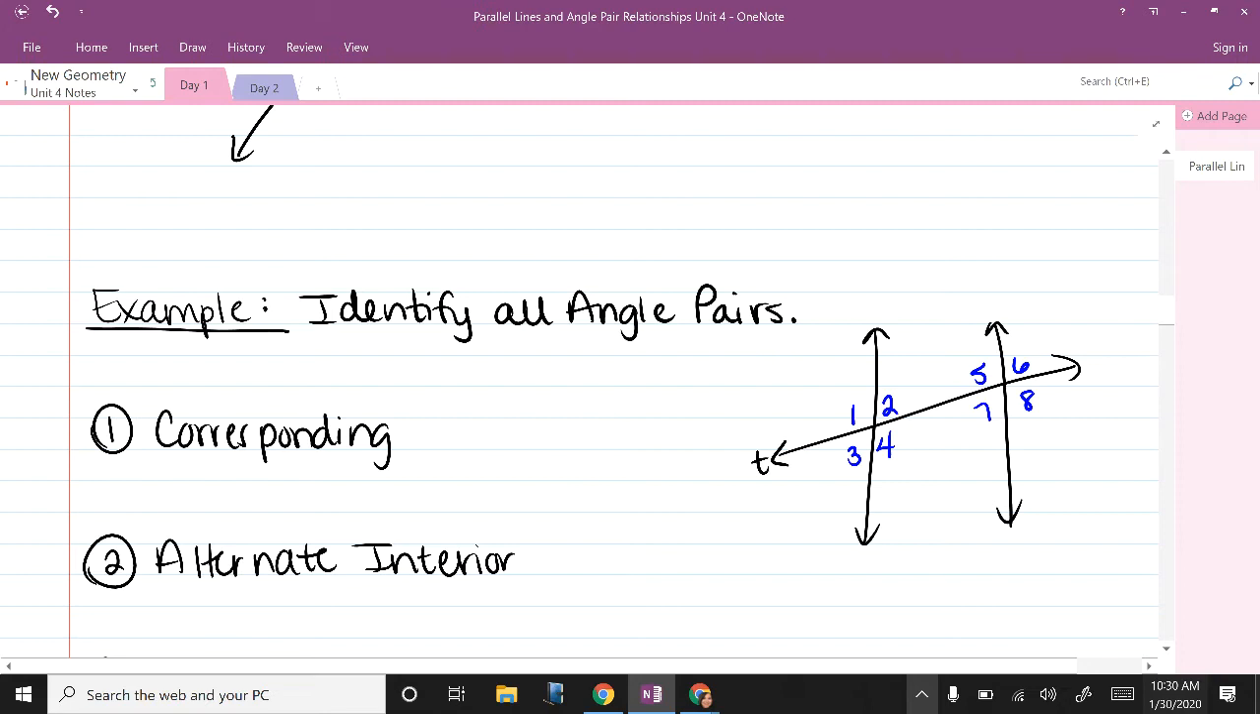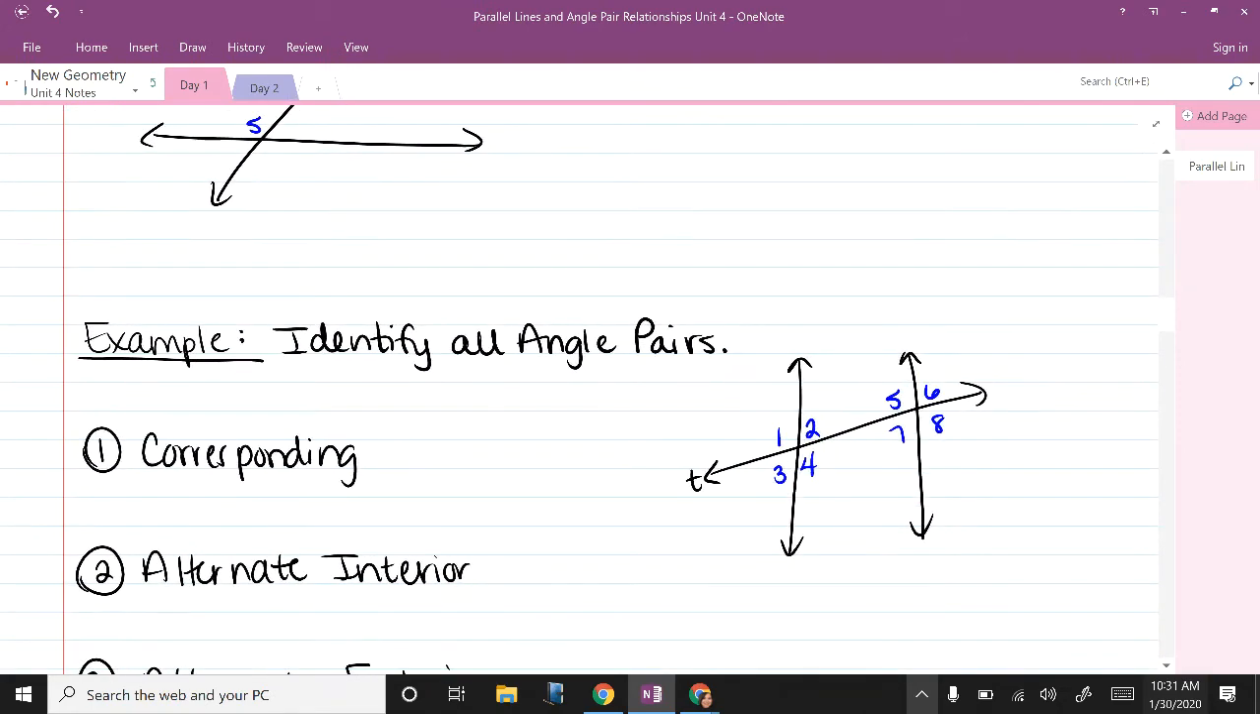All right. So let's just start with angle 1. What angle do you think corresponds with angle 1? Well, these two lines, and here's my transversal, right? Which one is in the same position? Angle 5. Good. So angle 1 corresponds with angle 5.